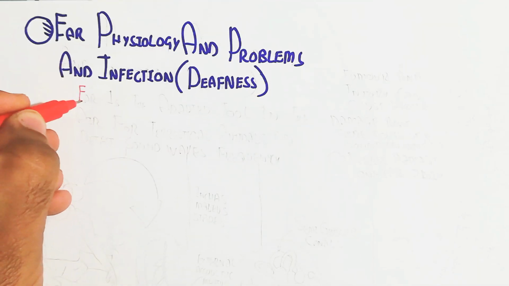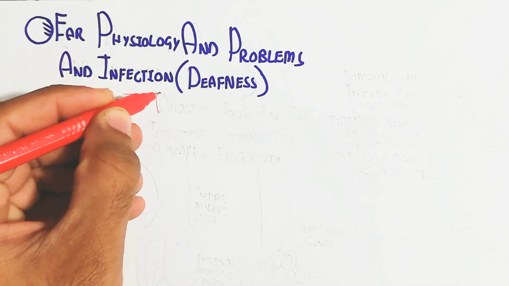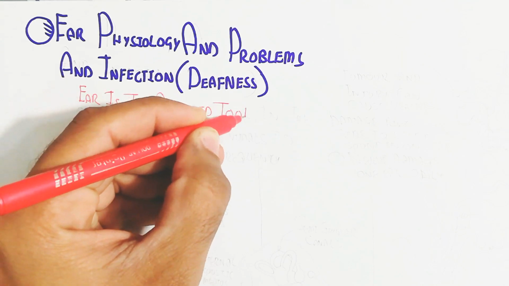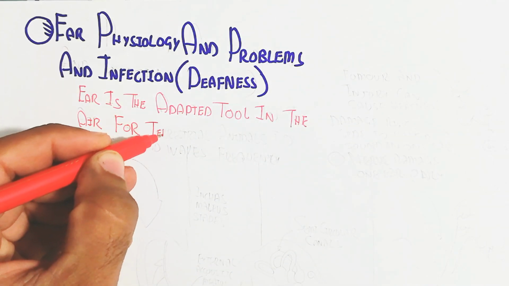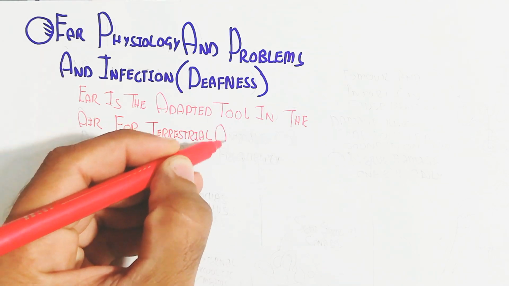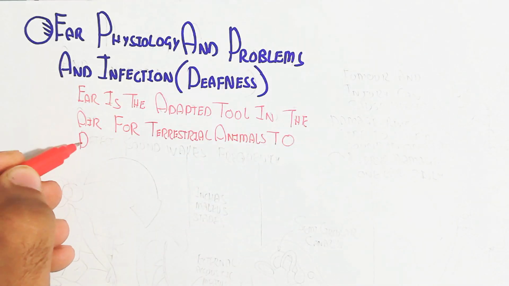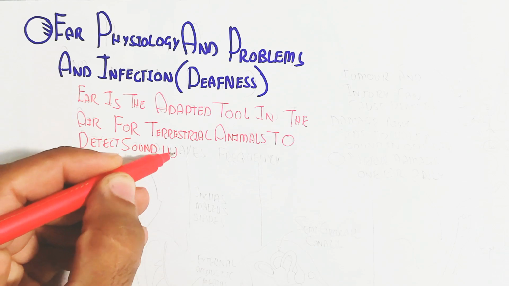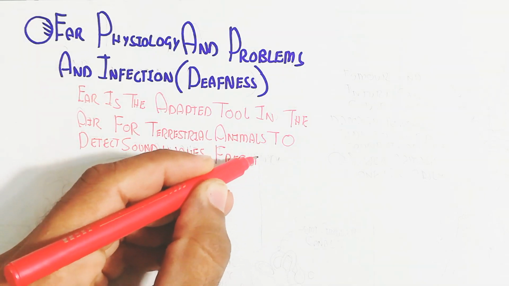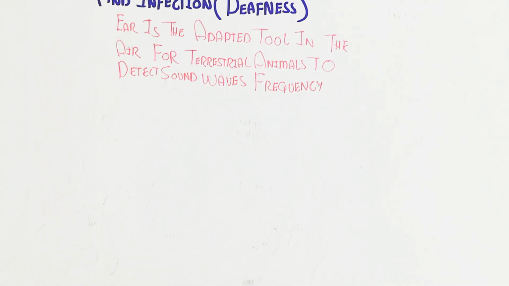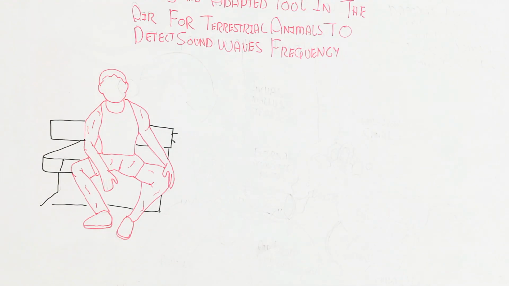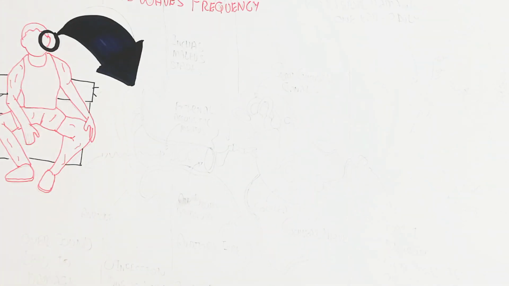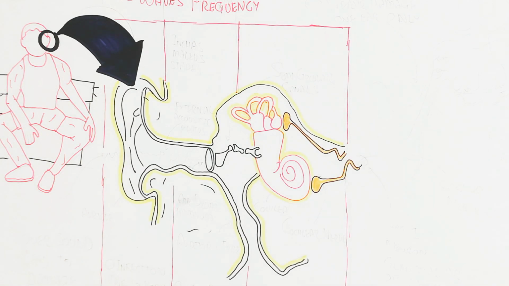First of all, we need to understand that the ear is an adaptive tool for terrestrial animals to detect sound wave frequencies, like in humans also, but the range of detectable sound waves is limited. For example, very low frequency and very high frequency cannot be detected through the ear. Low frequency will not cause a problem in the ear, but high frequency can.